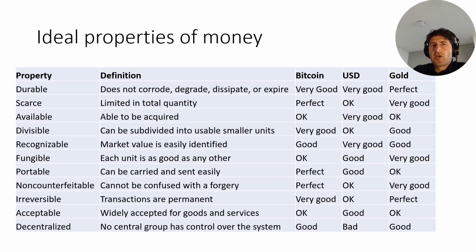There are ideal properties of money. You want your money to have certain properties, and that makes it better money the more of these properties it has. So you want money that's durable, right? In order for it to be a store of value, you want money that doesn't degrade or corrode or dissipate. You wouldn't want to use fresh fish as your money.